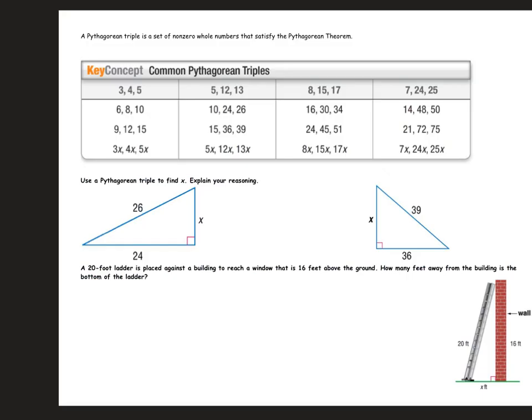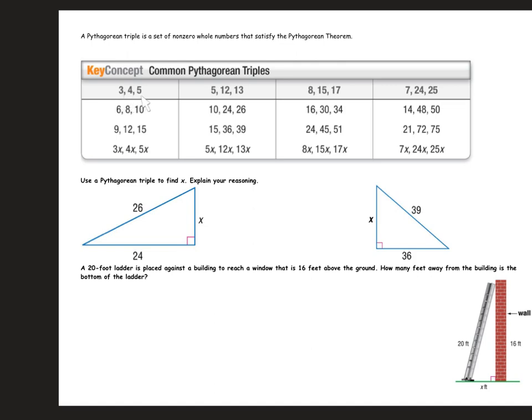Moving on to page 2 of the notes, we're going to talk about these things that are called Pythagorean triples. It is a set of non-zero whole numbers that satisfy the Pythagorean theorem. I won't get into too much detail, but there was a group of people known as the Pythagoreans, and they dedicated their whole lives to finding these Pythagorean triples. Some of the simplest ones you will see up here at the top.